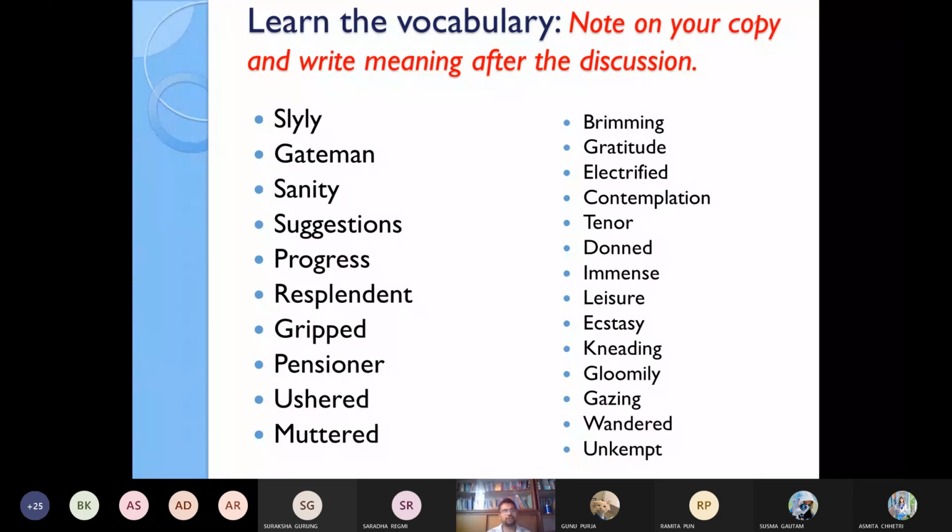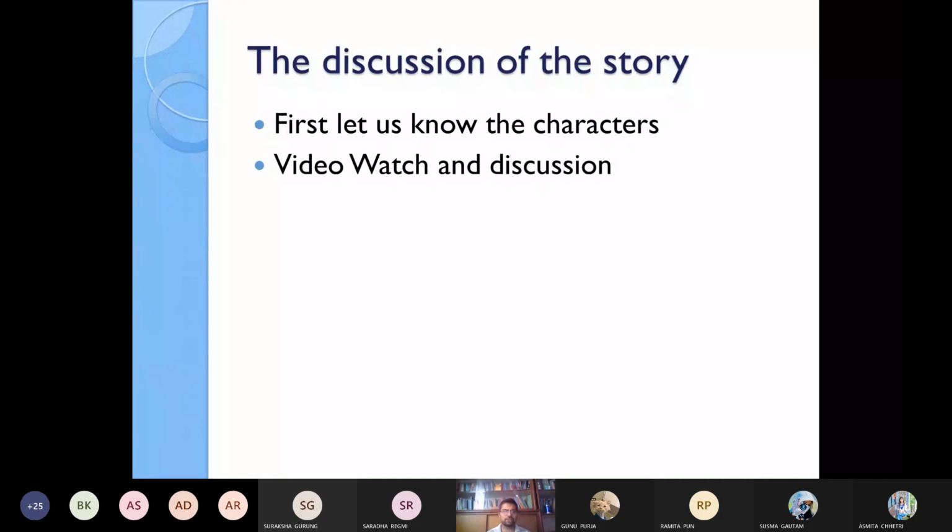For example: sly, Sally, Gateman, sanity, suggestions, progress, resplendent, great, pensioner, erst, martyr, brimming, gratitude, electrified, contemplation, tenor, immense, leisure, elasticity, gloomy, gazing, wondered, and named. Okay. Now, let's begin the discussion of the story.